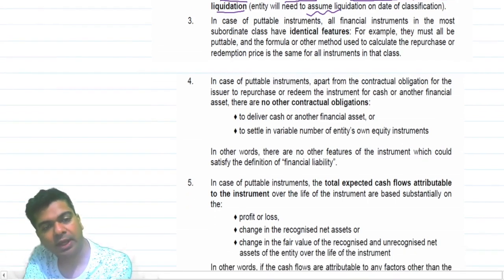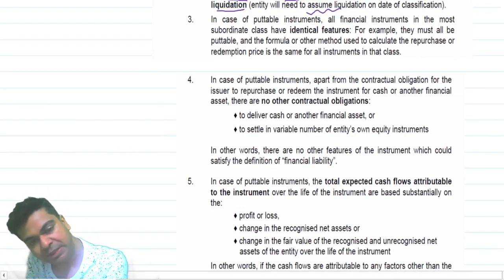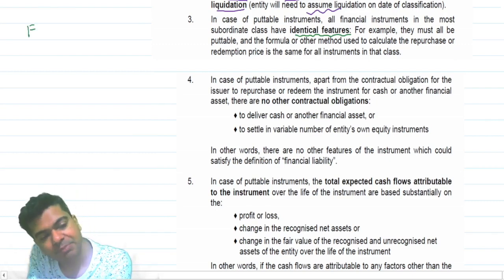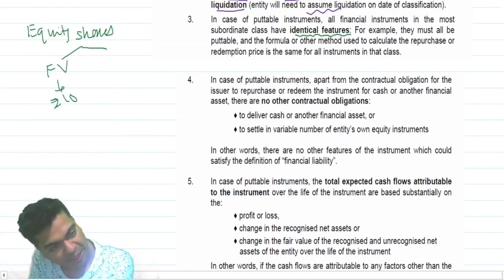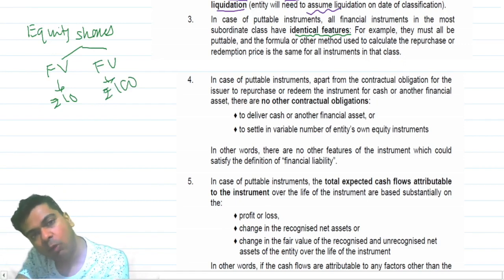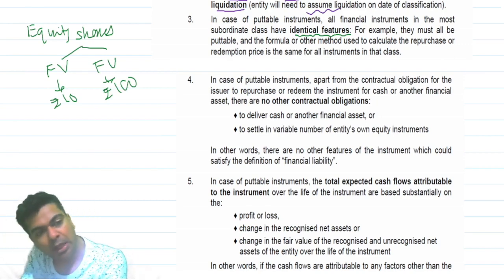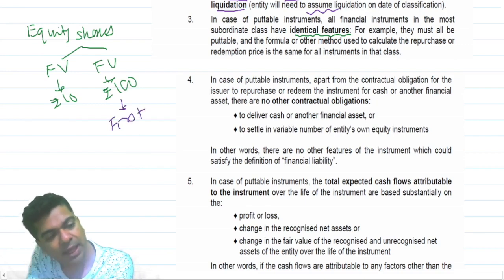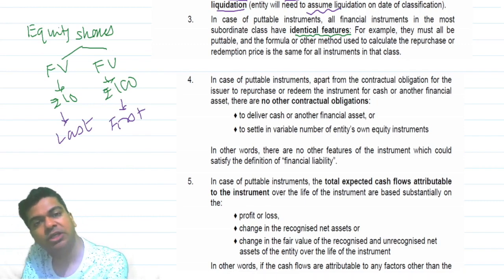Condition number 3. Okay, what is condition number 3? They say, in case of puttable instruments, all financial instruments in the most subordinate class have identical features. Let us say a company has issued equity shares. One is of face value rupees 10, another is of face value rupees 100. Now you are saying they are equity shares, but there are two classes now. One has a face value of 10 rupees, another has a face value of 100 rupees. At the end of the day, we are considering both of them as equity shares. But what if I say that at the time of liquidation, this will be paid first and this will be paid last? Okay. When you say equity shares, we normally understand equity shares as an equity instrument.